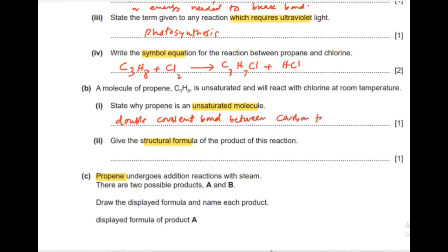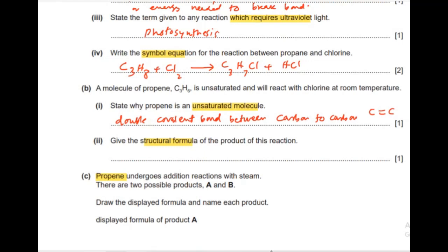Between carbon to carbon. So if there is a double covalent bond, that is unsaturated, and a single covalent bond is saturated. Give the structural formula of the product of this reaction. This reaction is between propene and chlorine.